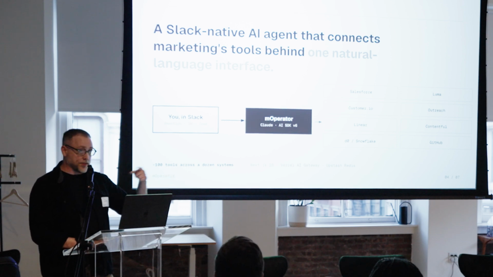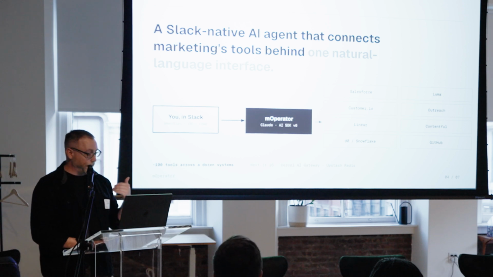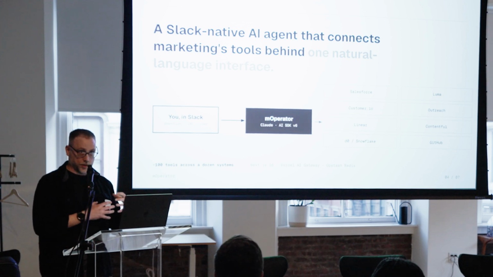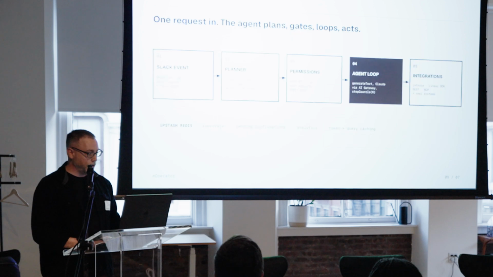But what it's then doing is going through dozens of different systems we've integrated and hundreds of tools within those systems that it can call. So what mOperator is doing on the back end is determining first, from the context of your prompt, which system this is going to, and then which tools within that system am I going to use to do what the person's asking me to. And how that looks more tactically is we have the Slack event.